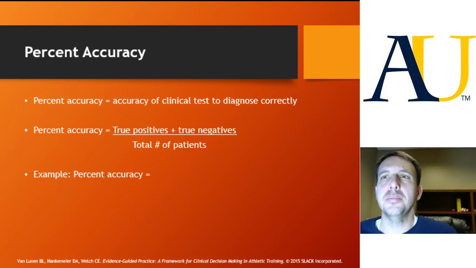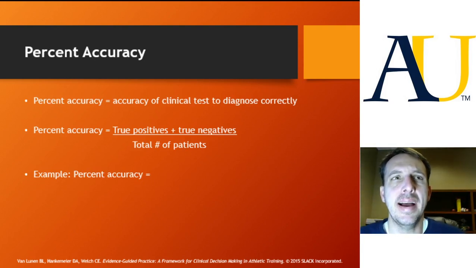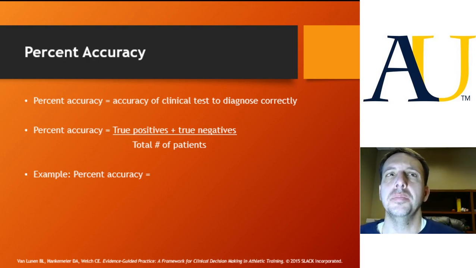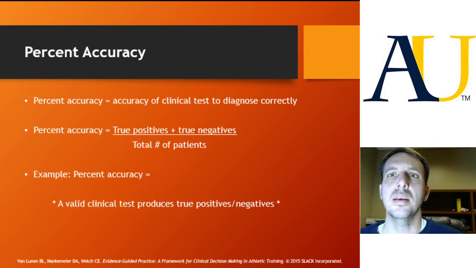This creates basically an idea of the overall accuracy of the test. We can go through and just calculate the number of true results over the number of total patients to create a percent accuracy. Basically, overall, in both assessing individuals with the condition and individuals without the condition, how accurate is this exam?